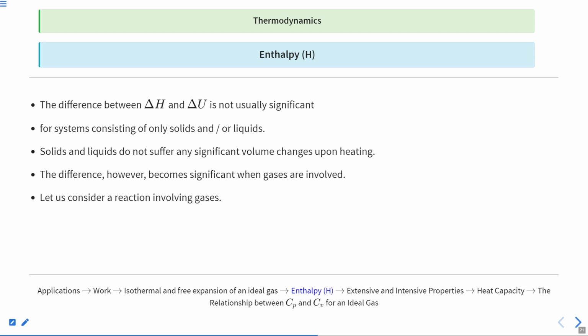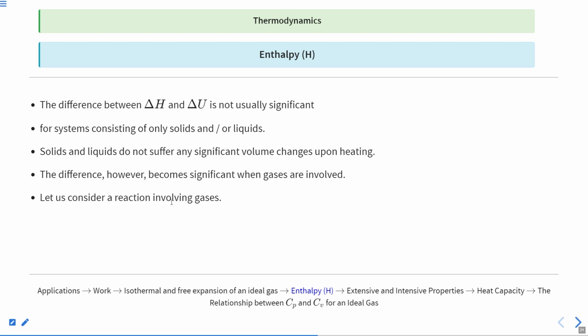Now the difference between delta H and delta U is not significant for solids and liquids. It is very important to understand that delta H and delta U are not very different from each other; these two terms are almost the same for solids and liquids. Why is it so? Because solids and liquids do not undergo significant volume change under pressure. But this is not the case for gases, right? So the difference becomes significant when gases are considered.